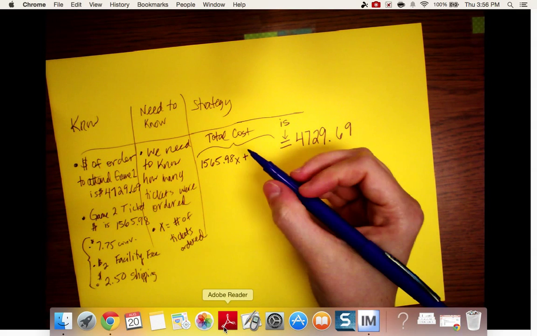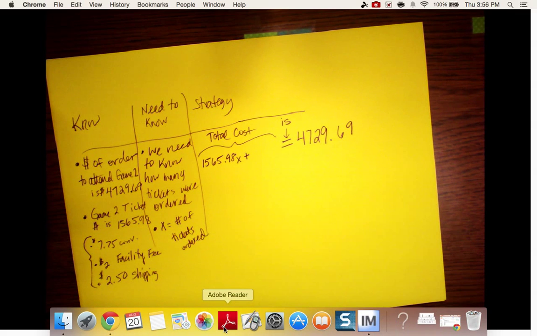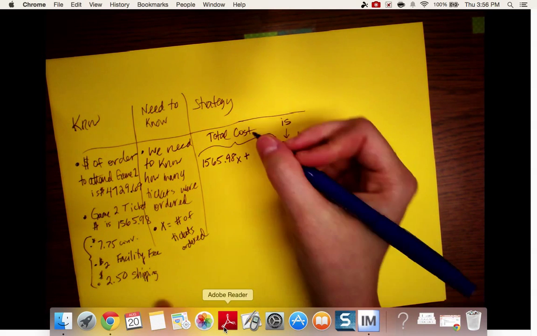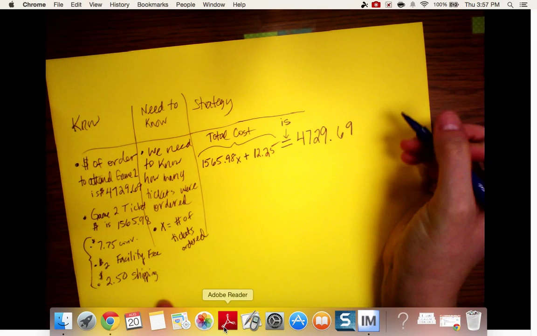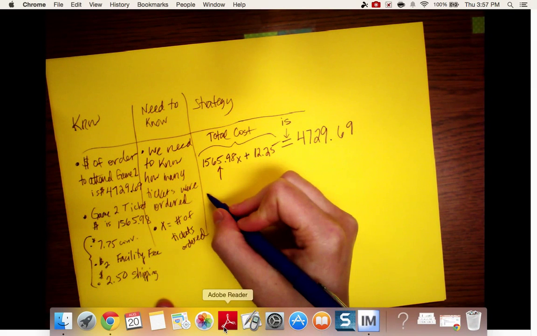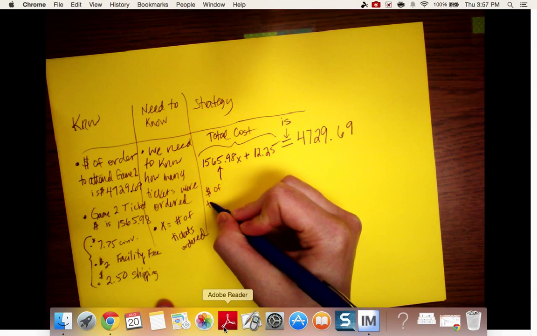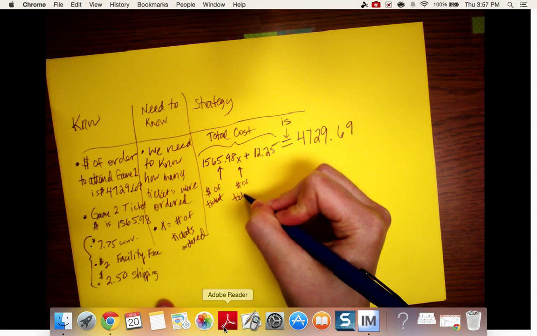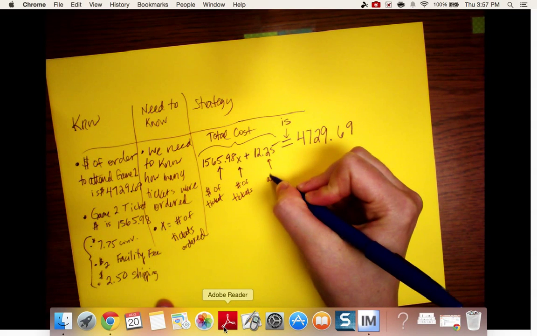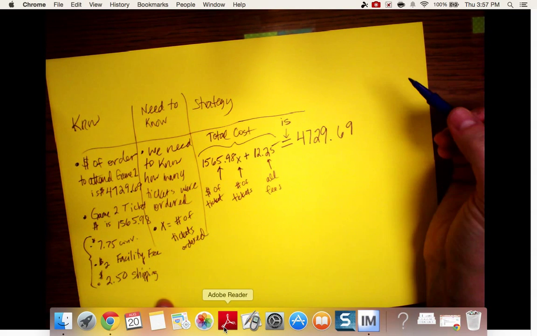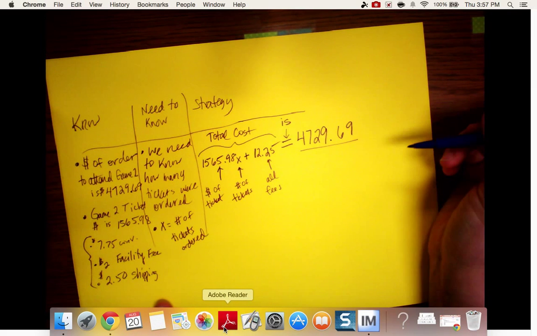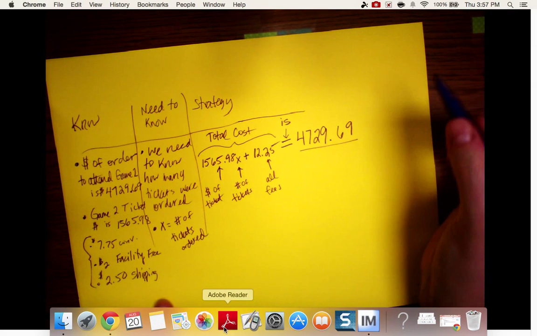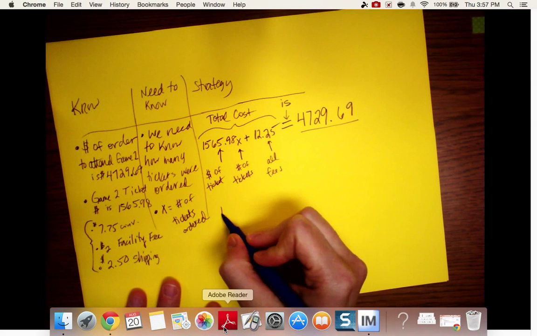total for all tickets. So let's see, I'm going to go ahead and add those up. 775 plus 2 plus 250. It's 1225. Alright, so I'm going to label this. So this is price of ticket. This is number of tickets. This is all fees. And when you add all that together, you're going to get your total cost for the order. So I'll come down here and solve.